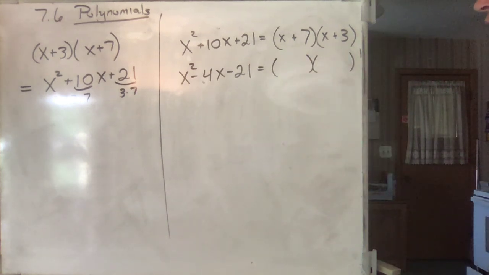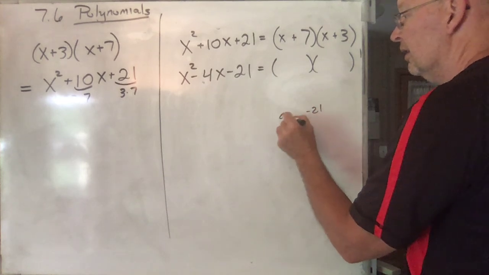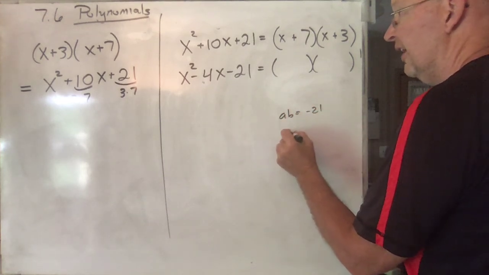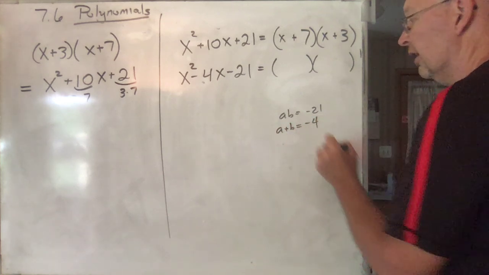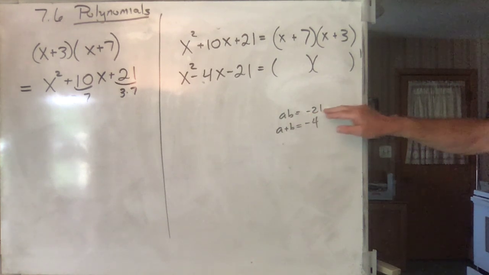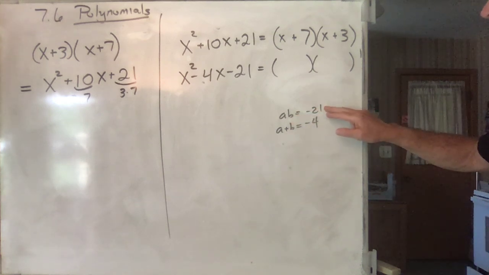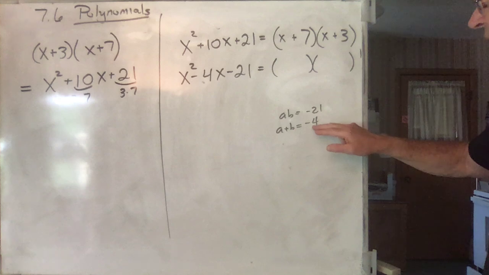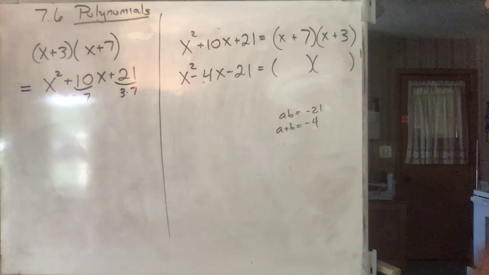Can you see how to do it? We want two numbers that multiply to negative 21 and add to negative 4. Well, you can tell right away that one of them is going to be negative and one of them is going to be positive, right? Because in order to have a product which is negative, one's got to be negative and one's positive. And it looks like the negative one has got to be a bigger number because when you add them together, you still end up with a negative.